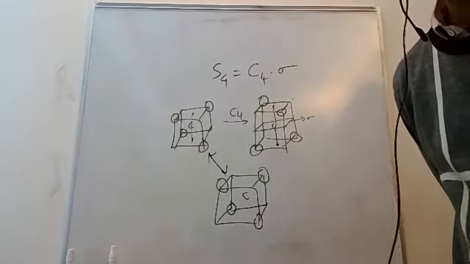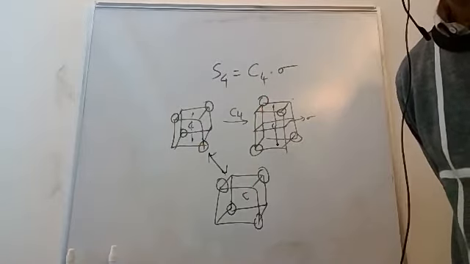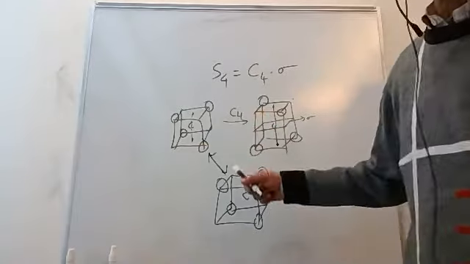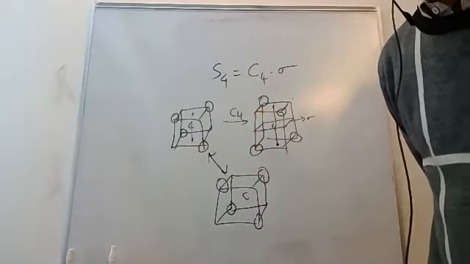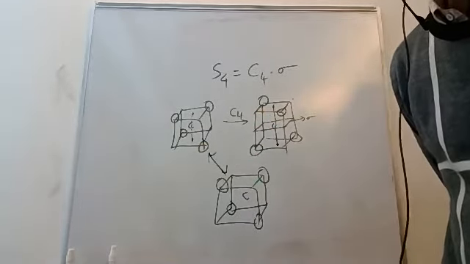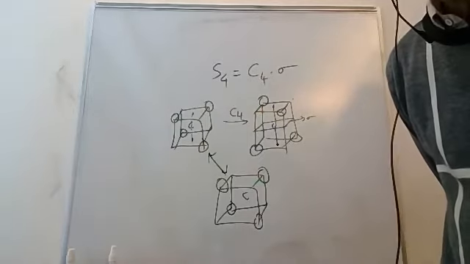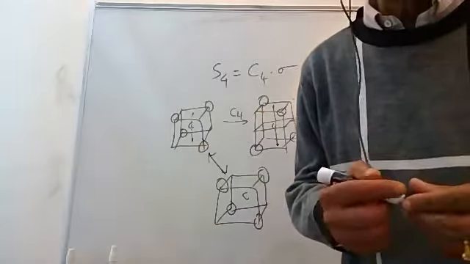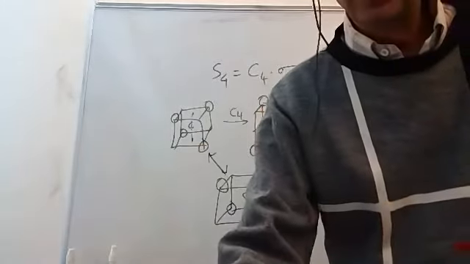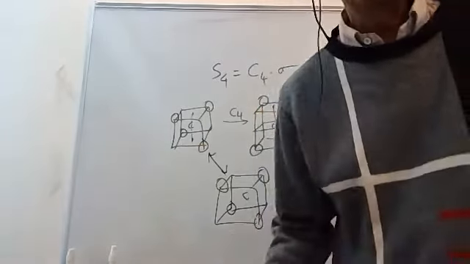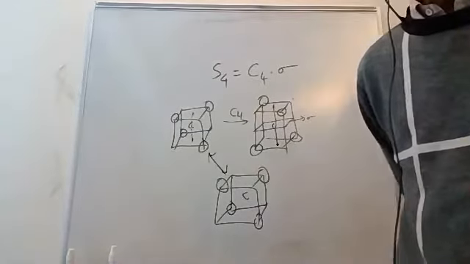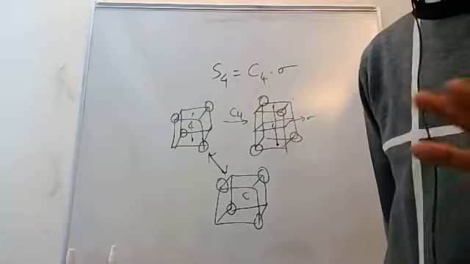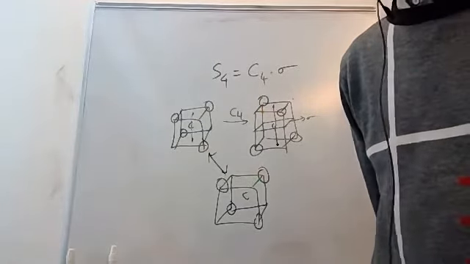Am I making sense? So there is no sigma directly, there is no C4 either in this molecule. But if you do both, a C4 followed by a sigma, that's exactly what a rotoreflectory axis is. A rotoreflectory axis means a reflection followed by rotation, or a rotation followed by reflection, either way. The order of the operations is irrelevant.